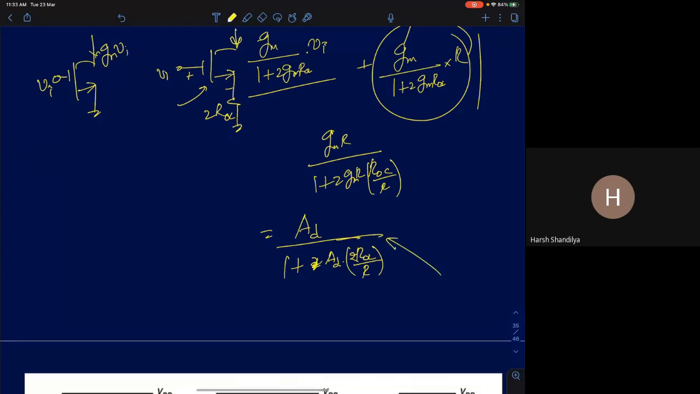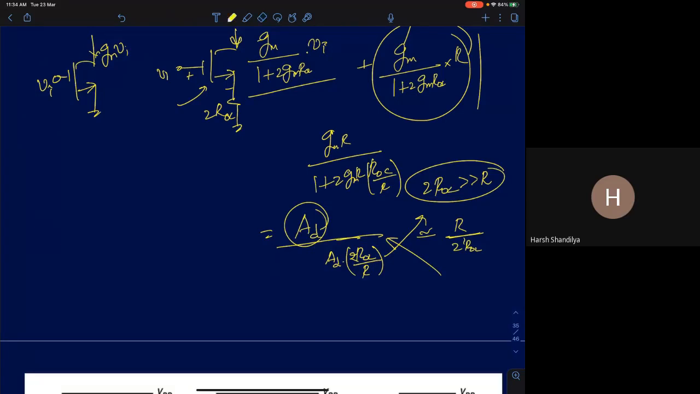So when you look at this here, generally once you fix your differential gain, if you want to have a very low common mode gain, then you have to ensure that your 2 ROC is much greater than R. If you ensure that, then the gain reduces to R by 2 ROC. Does that make sense to you guys? If I ensure 2 ROC is much greater than R, this term will be much greater than 1, so I can ignore it. So AD and AD will cancel out, so you will get R upon 2 ROC.